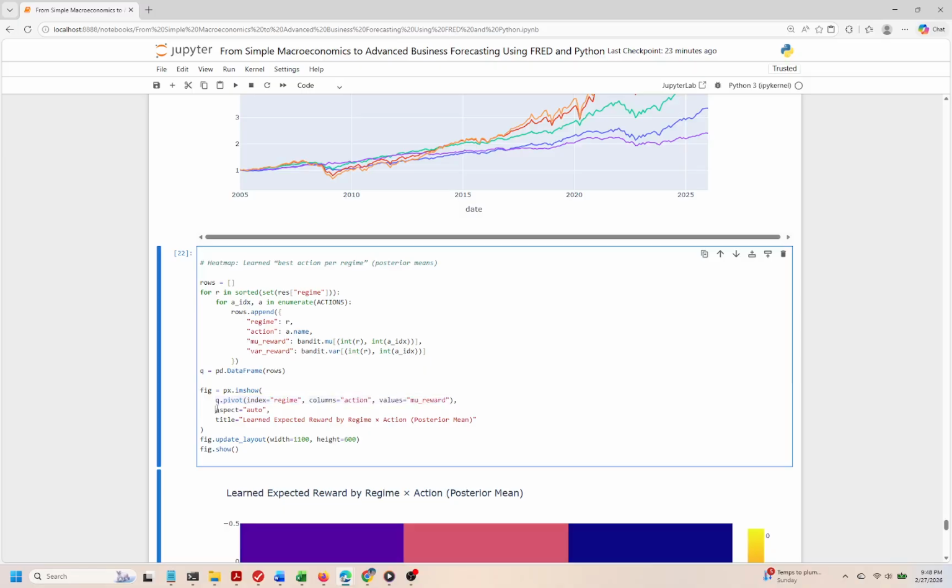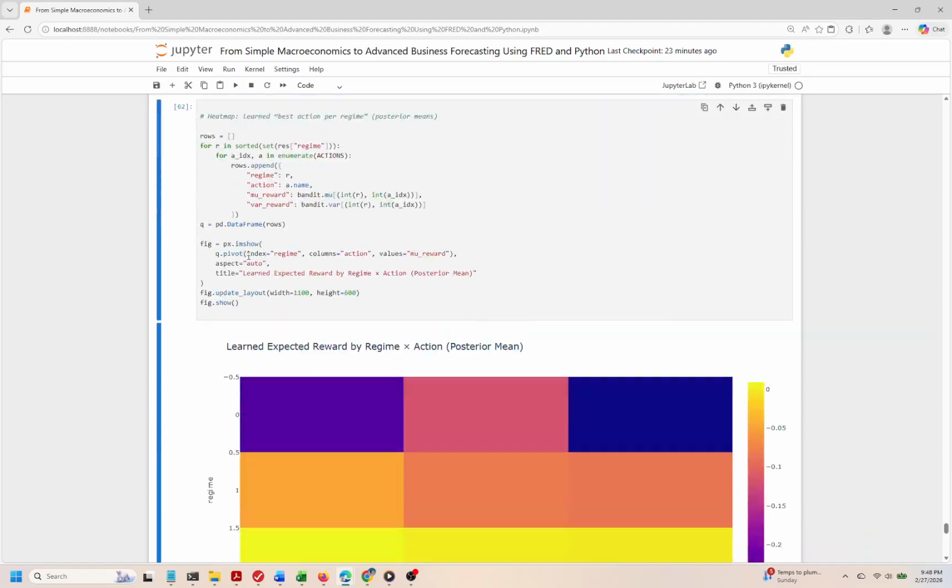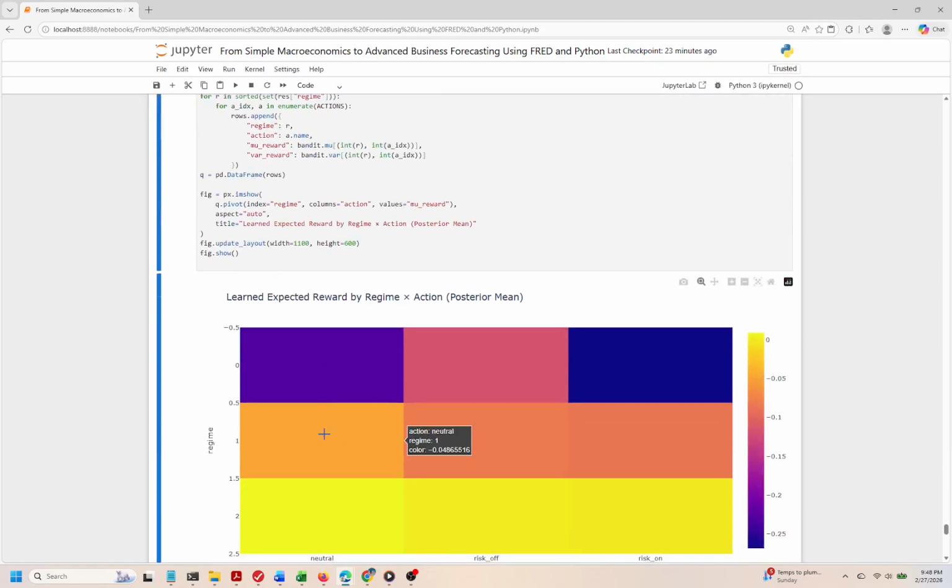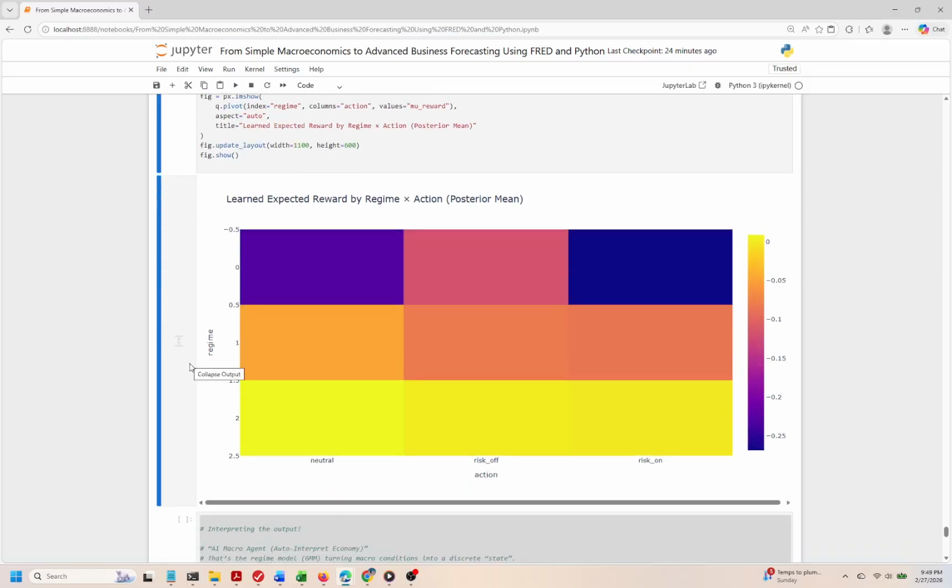After collecting all the necessary data, we convert this list into a pandas data frame, which organizes our data neatly and makes it straightforward to work with for visualization. Next, we use Plotly Express to create the heat map itself. We pivot the data frame to arrange the data so that regimes appear on one axis and actions on the other, with the learned expected reward represented as color intensities. This heat map serves as a powerful tool to identify patterns and make informed decisions based on our model's learnings.